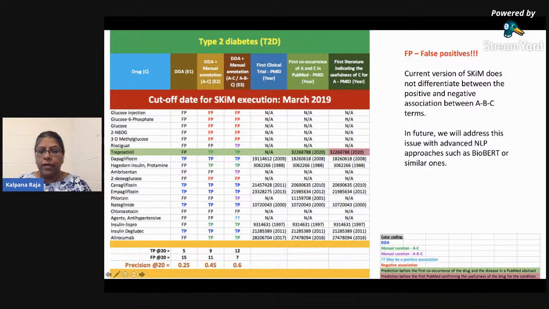So SKiM was able to make this prediction 1 year prior to the first literature indicating the usefulness of the drug, as well as the first co-occurrence of type 2 diabetes and treprostinil in the same PubMed article. So here you also see a lot of false positives. This is because the current version of SKiM does not differentiate between the positive and negative associations between A, B, and C terms. In future, we will address this issue with advanced NLP approaches such as BioBERT or similar ones. We are working towards that.